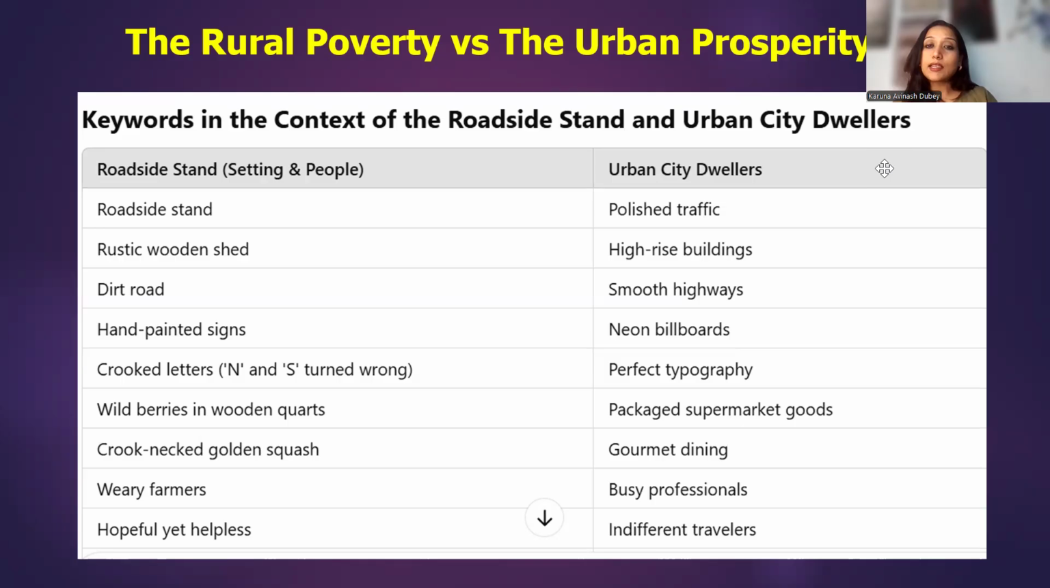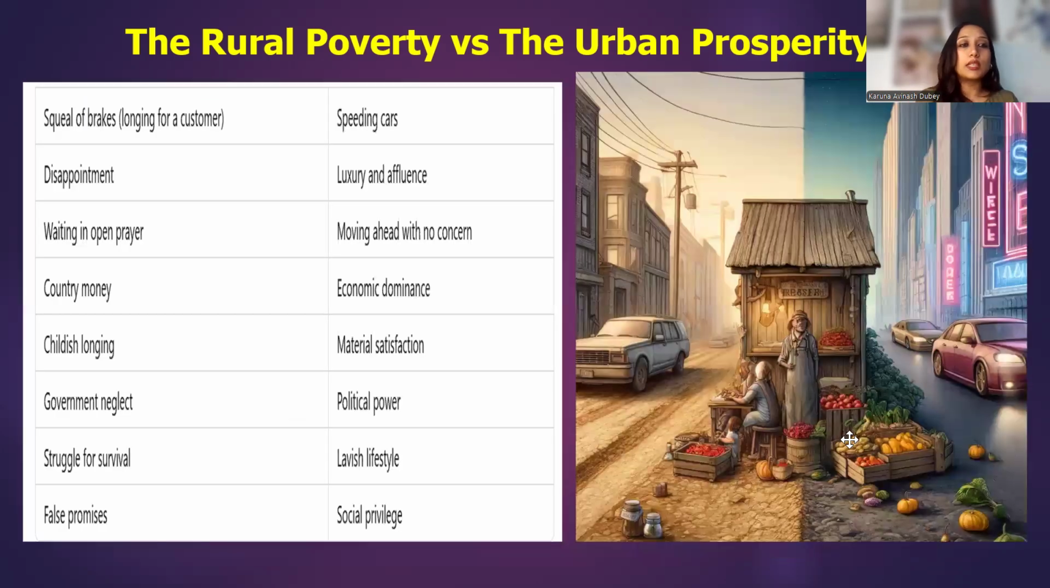Polished traffic, high rise buildings, smooth highways, neon billboards, perfect typography, packaged supermarket goods, gourmet dining, busy professionals, indifferent travelers. Although it is not mentioned anywhere in this, that's the contrast, what the difference is, to tell you. Squeal of brakes, city people. Now look, this picture shows the stark contrast. On one side you have the countryside, this is the city side, so the difference that exists here.